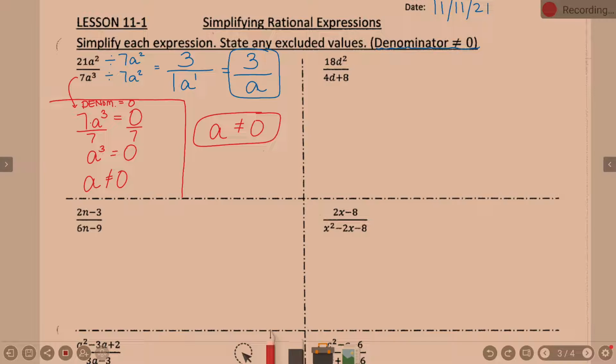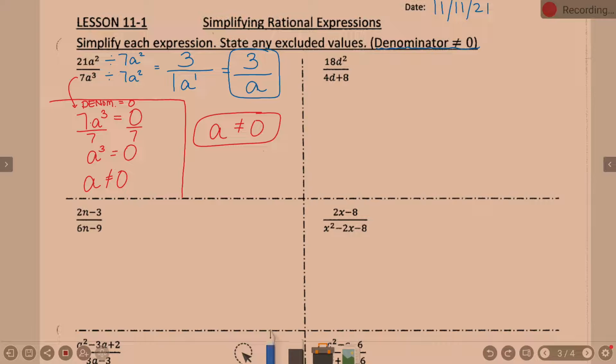So that was an example. There's just one term on top, one term on bottom. We did more of just reducing the fraction, right? Dividing by common factors. In order to find your excluded values, it's always going to be denominator equal to 0 every time. Okay? Let's try example 2.